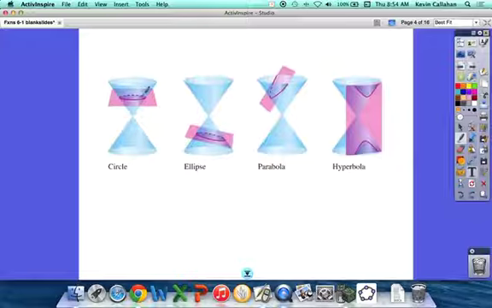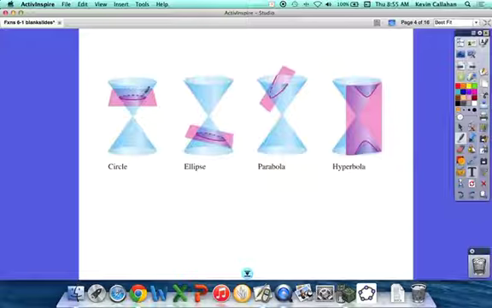Right? If you pass it through just one of the cones so that it's parallel to the side of the cone, then that is a parabola. If you pass it through one of the cones and it's tilted just a little bit so that it's not parallel to the base, then it'll be longer in one direction than the other. That's an ellipse.